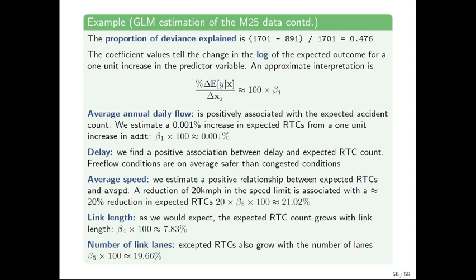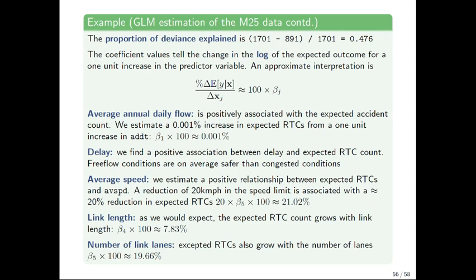Going through the variables, annual average daily flow is positively associated with the expected collision count. We estimate about a 0.001% increase in expected collisions per additional vehicle per day. The units of AADT matter here, and note that if we'd entered AADT in log form, the coefficient would instead be interpreted as an elasticity. For delay, we find a positive association between delay and the expected count. Free flow conditions are, on average, safer than congested conditions, which seems to make intuitive sense.